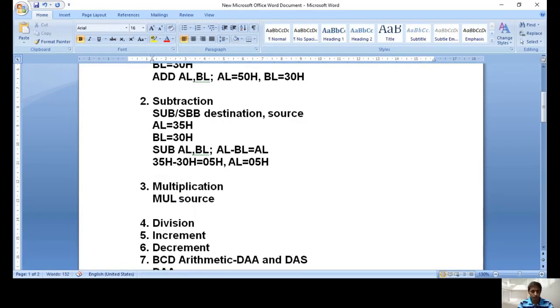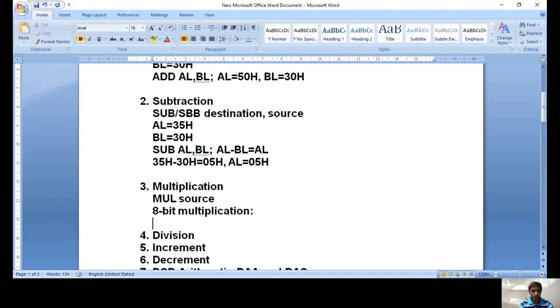Let us see an example. Assume it is an 8-bit multiplication. Let us see how we can perform it. So first the syntax for 8-bit multiplication is MUL BL. So here there is no need of using a destination. The destination itself acts like an accumulator only. So this is the syntax for multiplication.